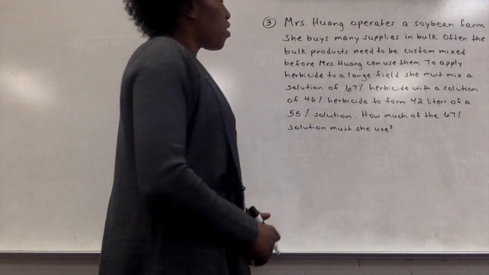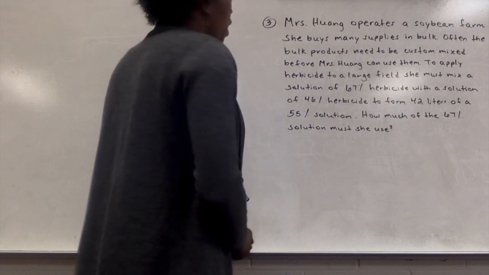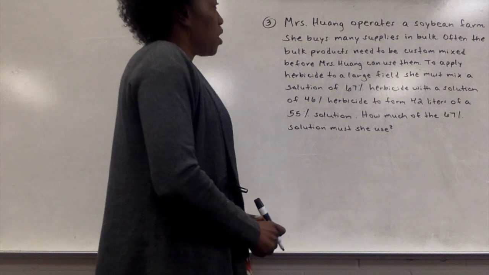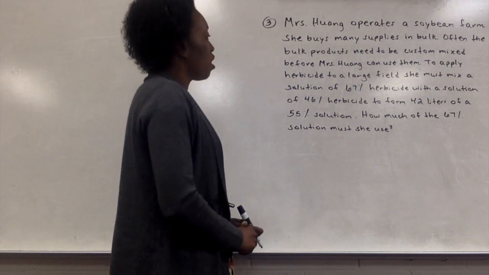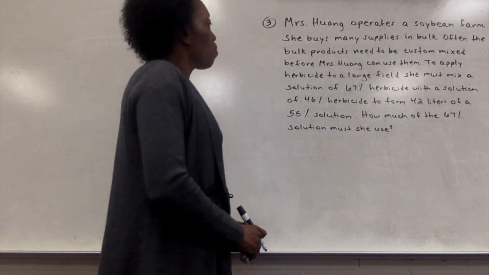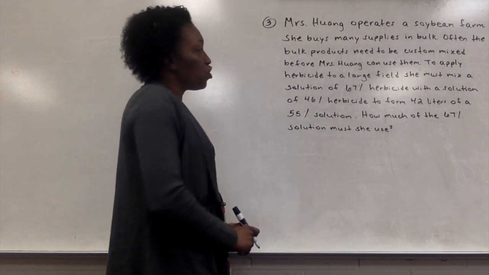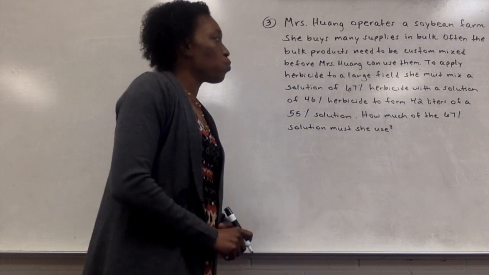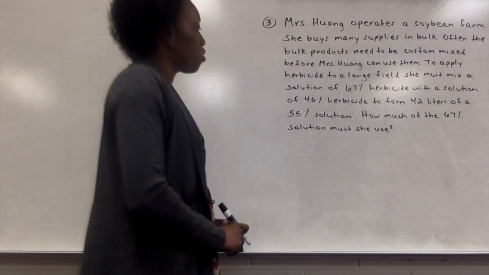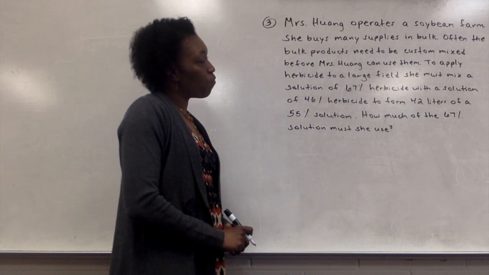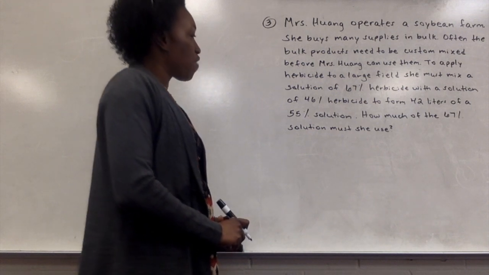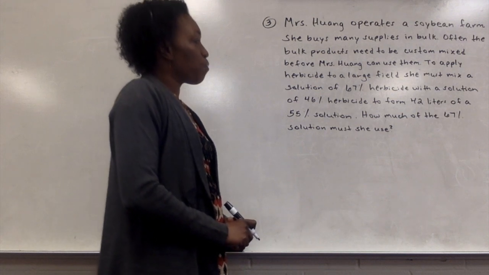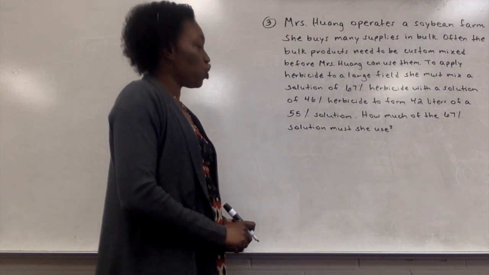Mrs. Hung operates a soybean farm. She buys many supplies in bulk. Often the bulk products need to be custom mixed before Mrs. Hung can use them. To apply herbicide to a large field, she must mix a solution of 67% herbicide with a solution of 47% herbicide to form 42 liters of a 55% solution. How much of the 67% solution must she use?